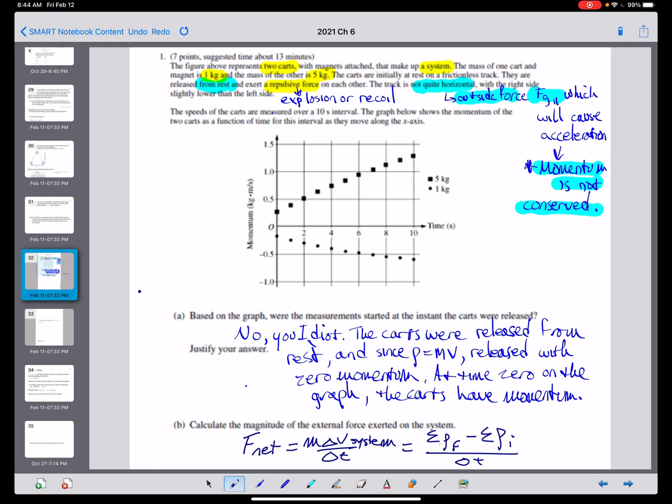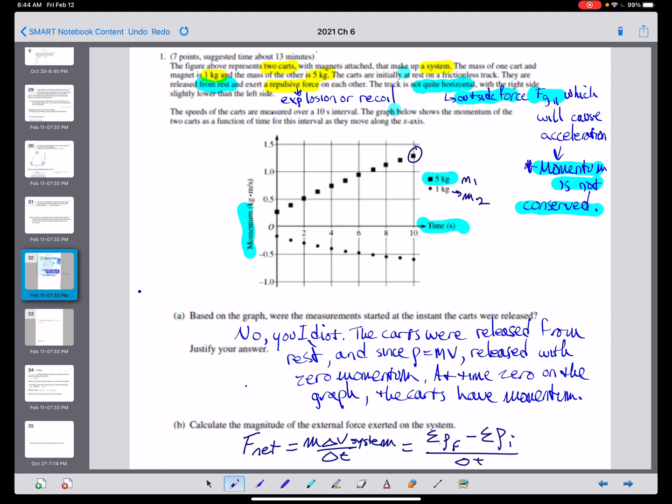Okay, let's go label some things. Remember, this is a momentum versus time graph, so there's nothing to calculate as far as M times V. You just leave it as P. We'll use this one here as M1, and this one will be our M2. I know, it's like, well, that's 1 kilogram, why did you have to make that M1? Because I just want to make the first one the one on top.